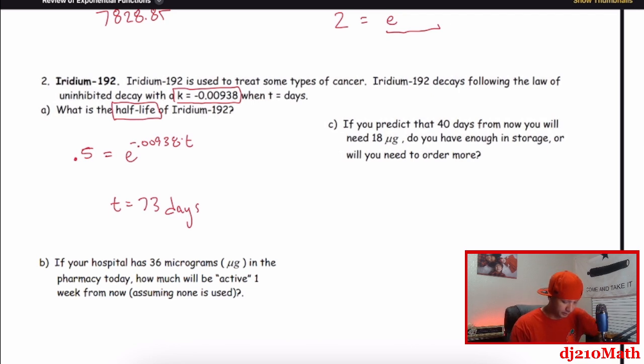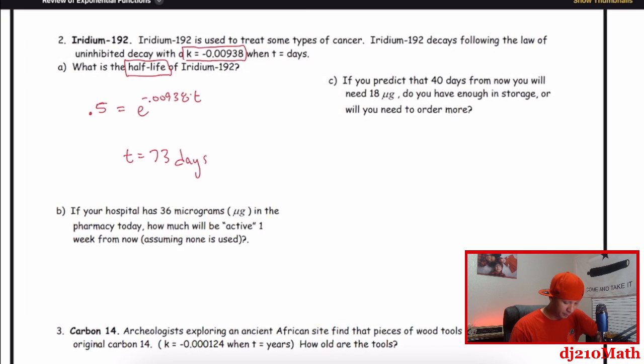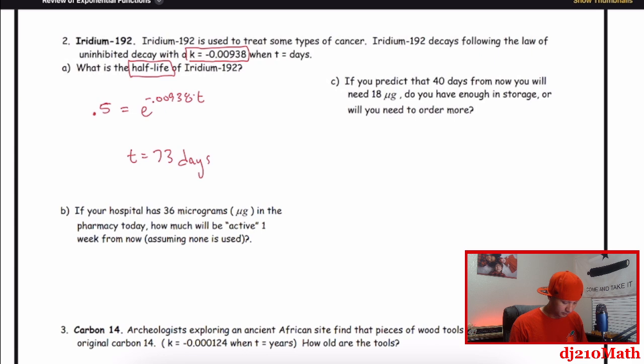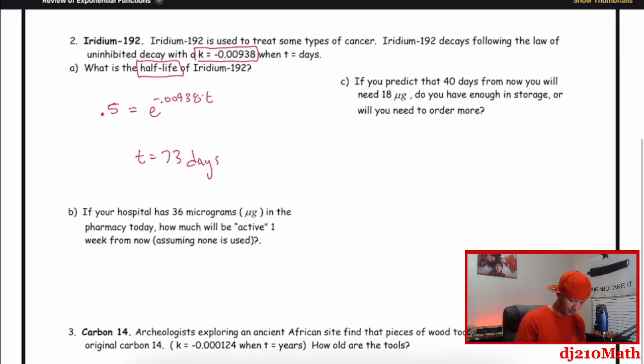So if your hospital has 36 micrograms in the pharmacy today, how much will be active 1 week from now? Okay, so 36 is the initial amount. So 36 e to the negative 0.00938 times 1 week. Remember, T was days. So 7 days, there are 7 days in a week. So 36 e to the negative 0.00938 times 7. So how much? 33.712. That's how much will be active.